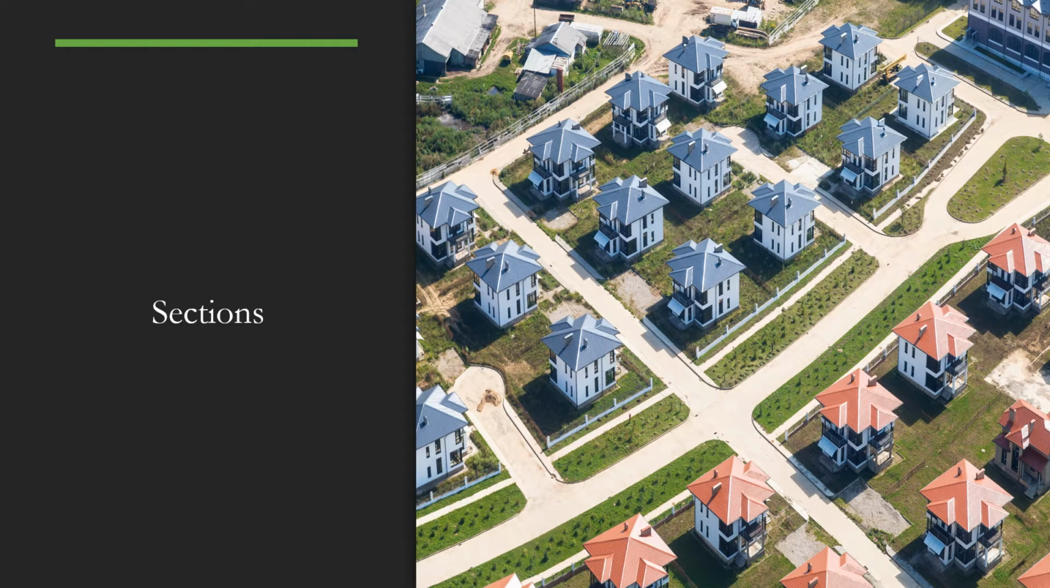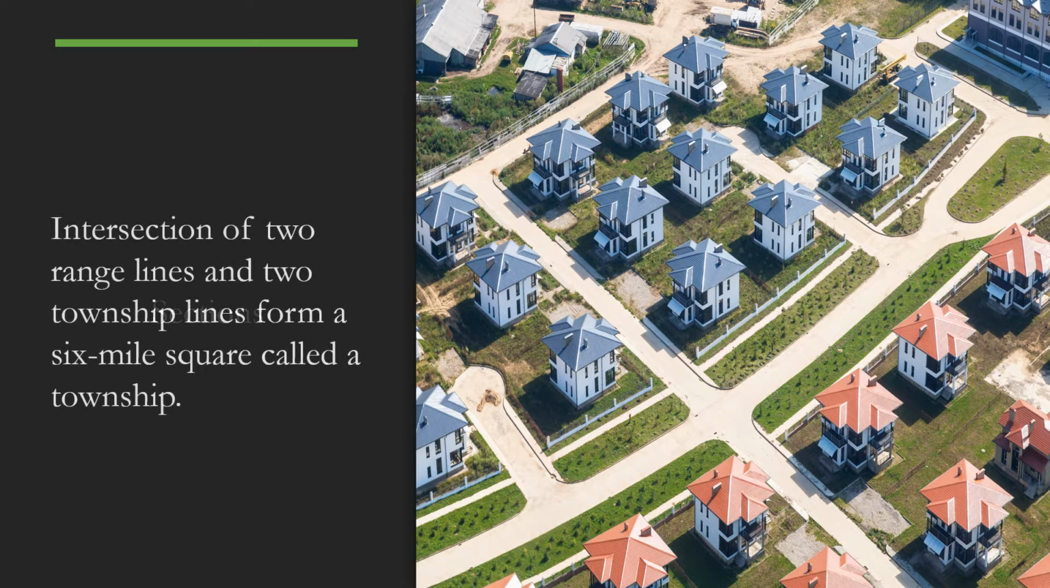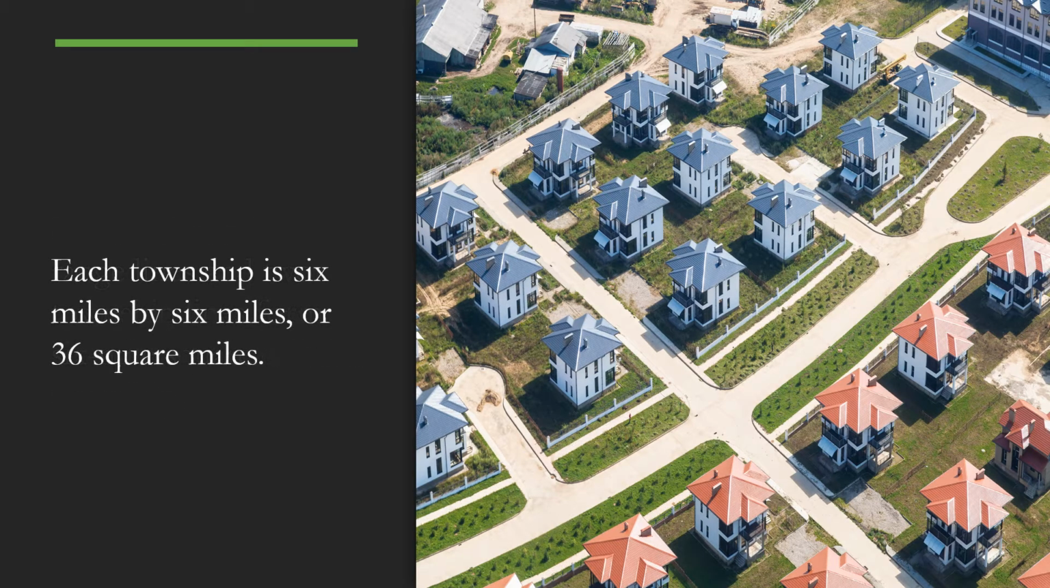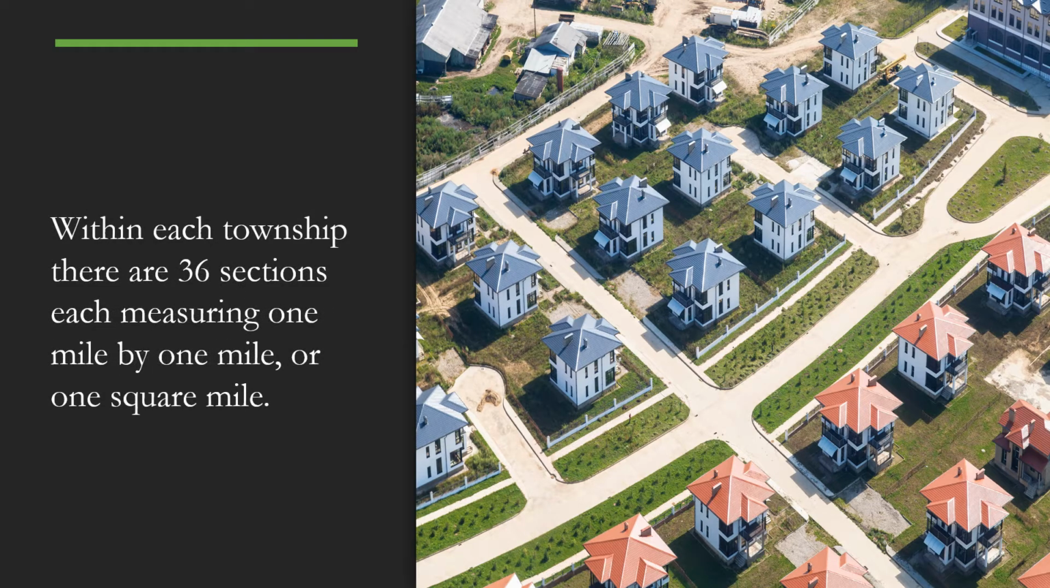Sections. The intersection of two range lines and two township lines forms a 6-mile square called a township. Each township is 6 miles by 6 miles, or 36 square miles. Within each township, there are 36 sections, each measuring 1 mile by 1 mile, or 1 square mile.